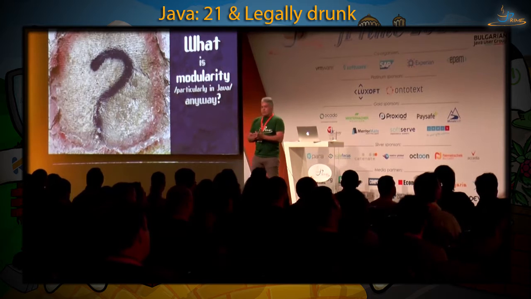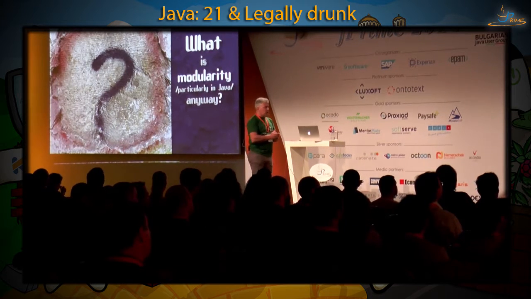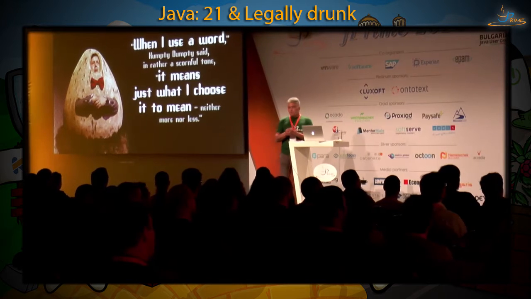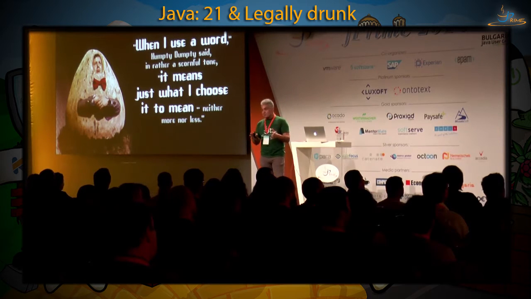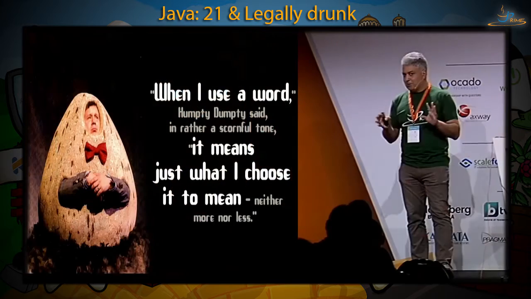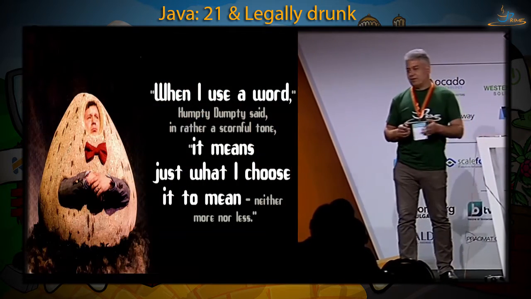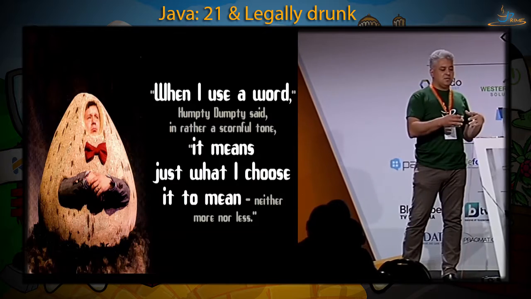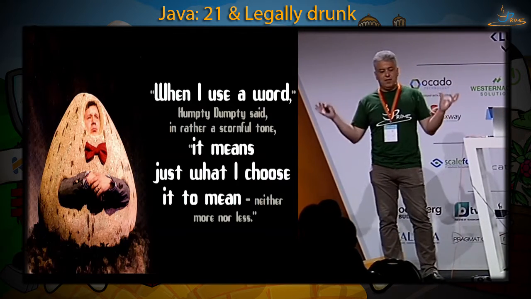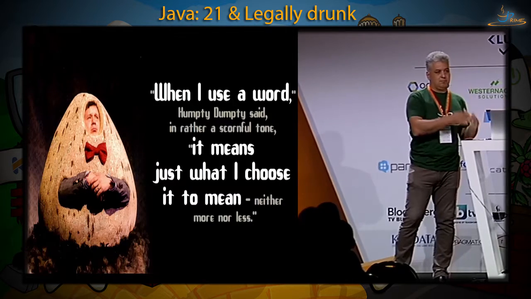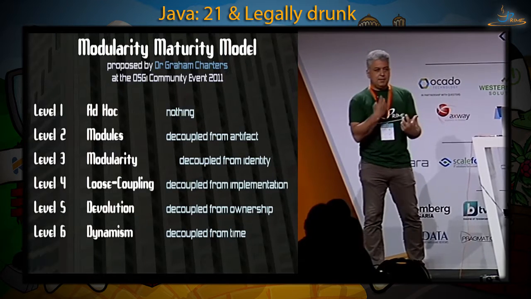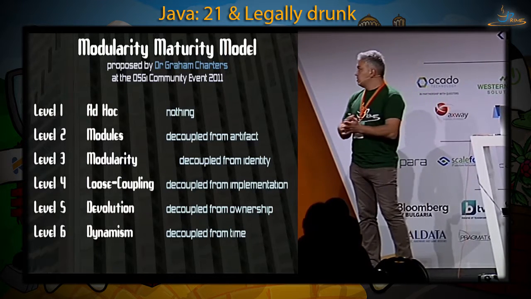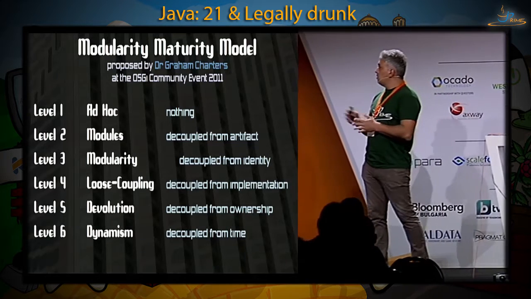But let's talk about what modularity in Java is. You know this quote: when I use a word, it means what I choose it to mean. That's basically what is with modularity: we say modularity and it means what we choose it to mean. Every time someone says modularity, someone has an idea about something which may not be the exact same thing the person who said the word has in mind. So to put things in a bit more structure, let's look at something known as the modularity maturity model.